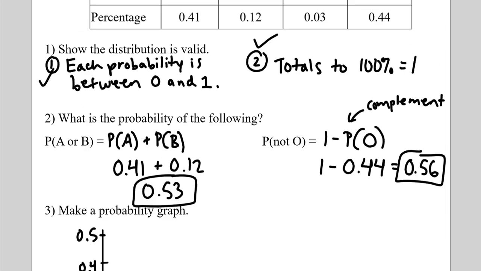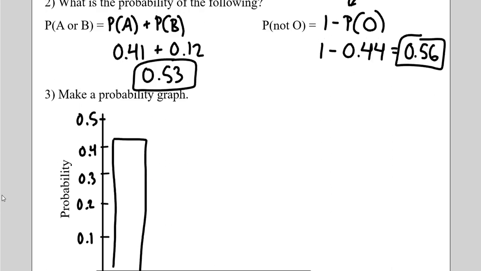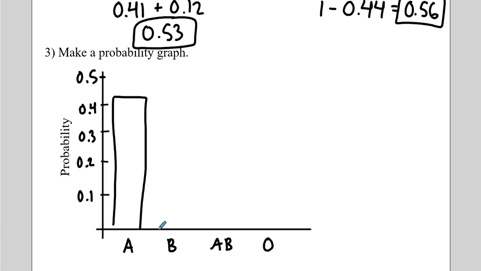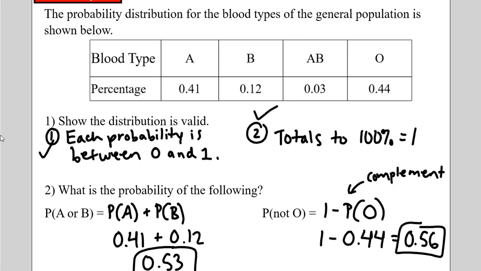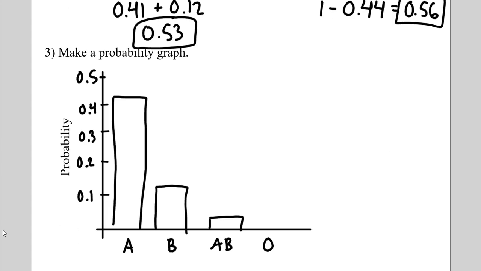So the first one, 41%, so right here. A, and then B is 12%. AB, 3%. So be aware, 3% is not 30%. So right here. And then O, 44%. That's what the probability distribution would look like.